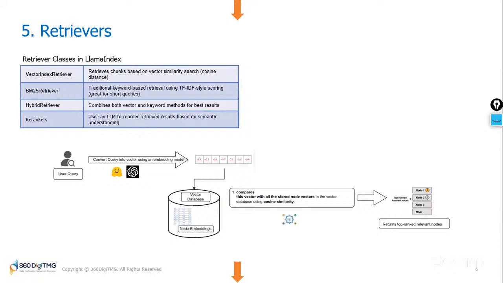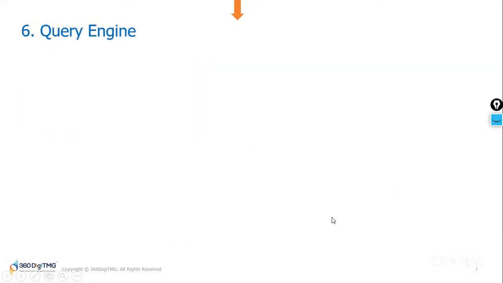So there are, again, different types of retriever classes in LlamaIndex. You have vector index retriever, BM25 retriever, hybrid retriever, re-rankers, different kinds of things based on what the mechanisms are in the backend. So vector index retriever, again, is based on similarity search, cosine distance is what it will calculate. BM25 retriever, again, is traditional keyword-based, TF-IDF style. Hybrid retriever will combine both vector and keyword methods. Re-rankers will use an LLM in order to reorder the retrieved results based on semantic understanding. And this is what probably the architecture looks like, right, of the thing itself.